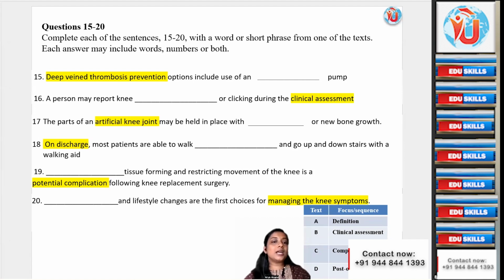The 17th one: the parts of an artificial knee joint may be held in place with dash or newborn growth. Artificial knee joint, where have we read it, in which text? You have to find out the answer. Then we're moving to the next question. On discharge, most patients are able to walk dash and go up and down stairs with a walking aid. On discharge is the keyword here, so you have to find which text has this particular information and write the answer.